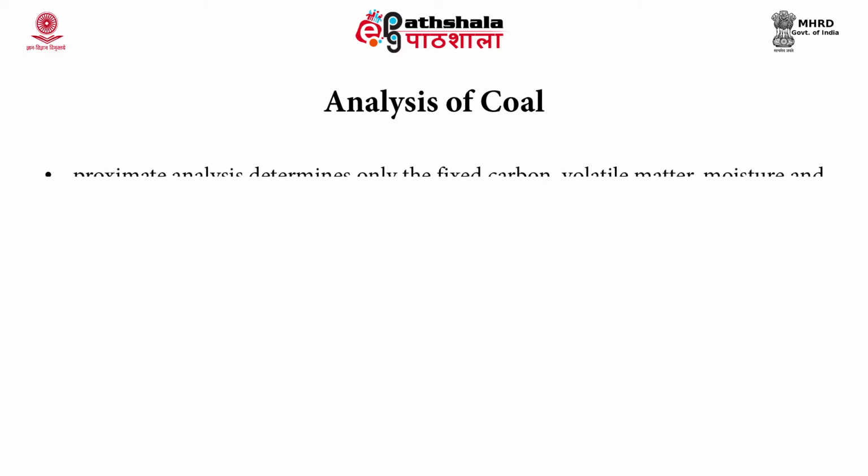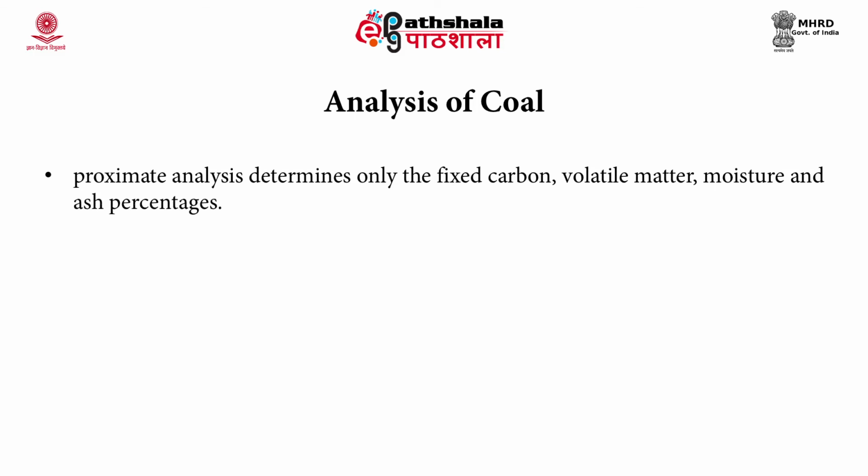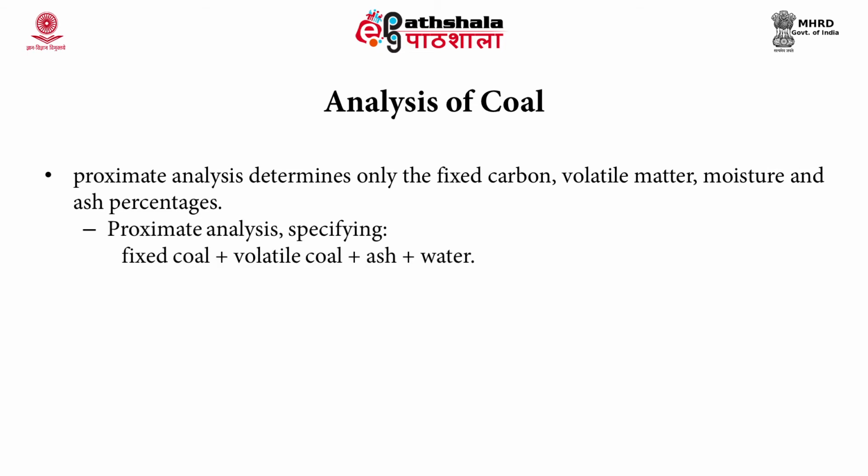It determines only the fixed carbon, volatile matter, moisture and ash percentage. While in the ultimate analysis, it is estimated as water plus percentage of carbon, hydrogen, oxygen, nitrogen and sulfur. So, in the ultimate analysis the chemical properties are measured, while in the proximate analysis physical properties like fixed carbon, volatile matter, ash and water content are measured.